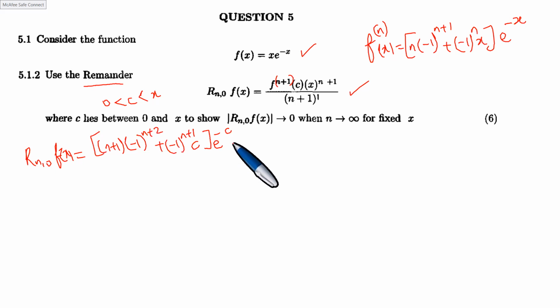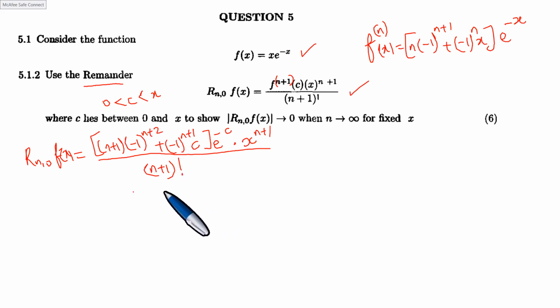Good. And then you multiply these by x to the power n plus 1, and this is exactly divided by n plus 1 factorial, and you have this, where c lies between 0 and x. Right, you need to show this. Okay, so we have this. This is what we need.